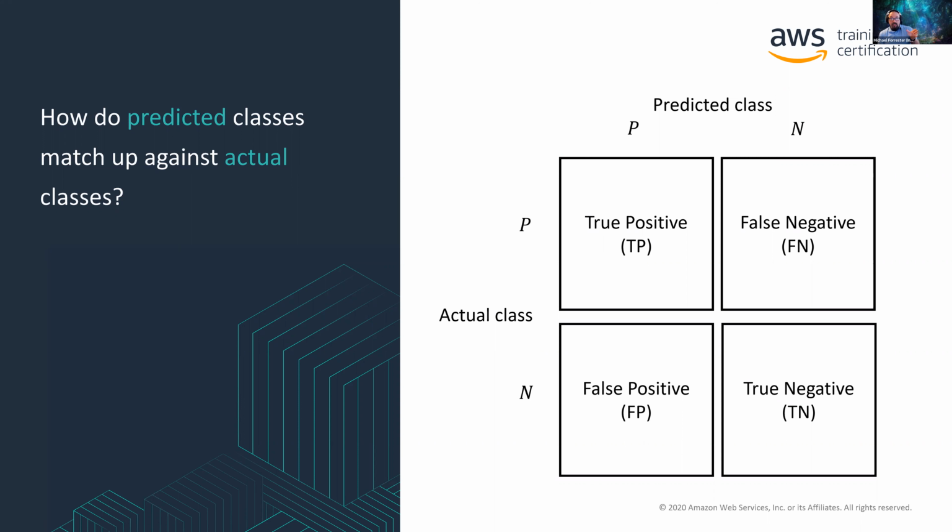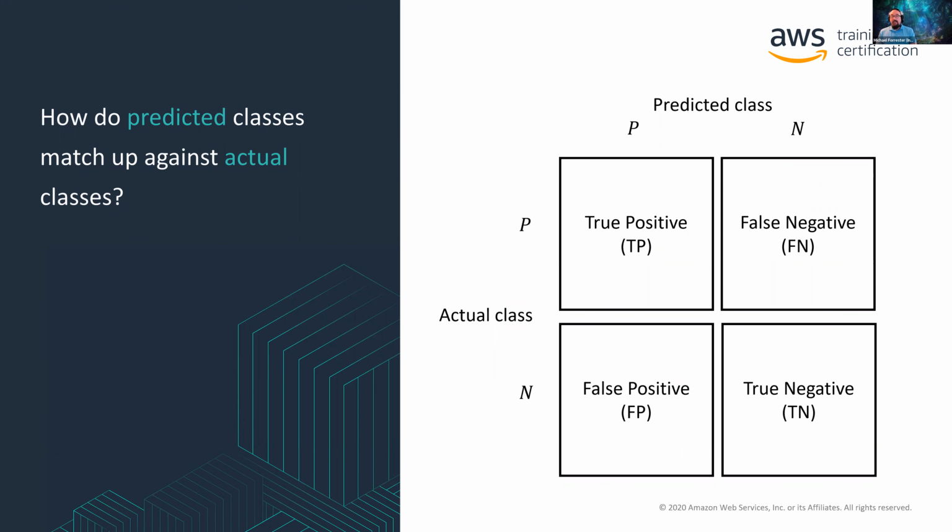So the actual class runs along the left of the matrix. These are the actual things. The predicted class runs along the top. Because what we're looking for is alignment, we want the positives to match, we want the negatives to match, and where they don't, they're false. In other words, the false negative is when you predicted a negative, but it's actually a positive.